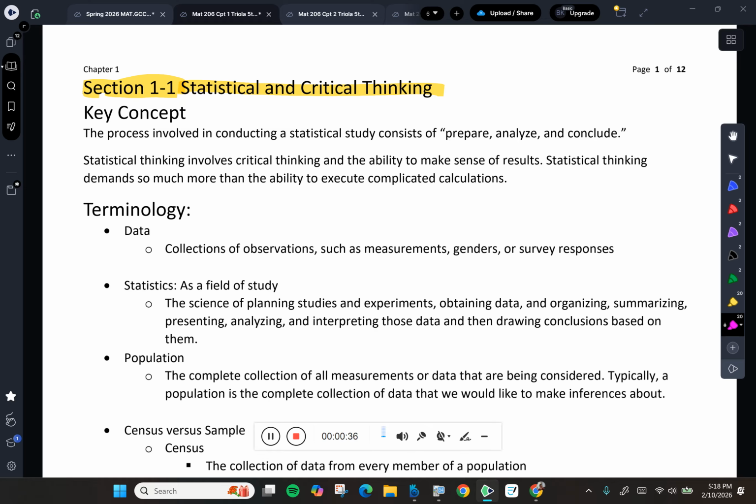So we're going to take a look at some definitions, some terminologies. We're going to take a look at what we refer to as the process involved in conducting statistical studies, this idea of what does it mean to prepare for, to analyze, and to conclude. The three big steps in looking at analyzing and then making conclusions from data. We'll also talk about the idea of the critical thinking that's going to be involved in this course. Right? It is not just about executing complicated calculations, but it's more about when, why, and how. Okay? All right, so let's start with some terminology.